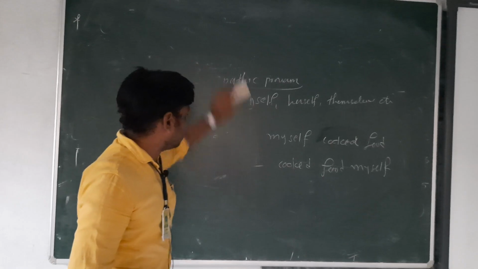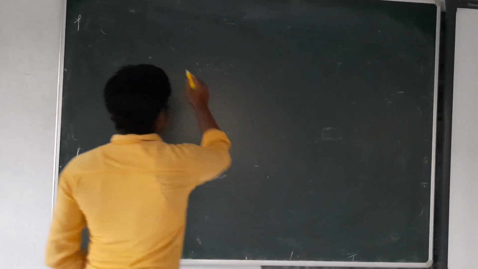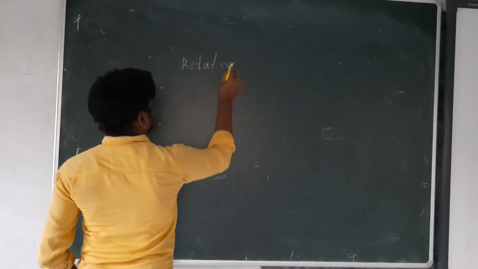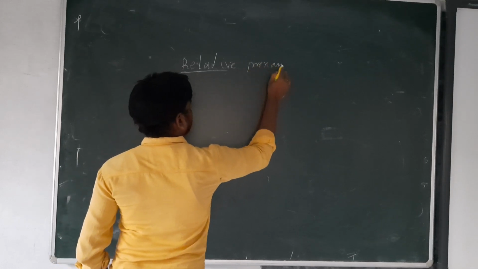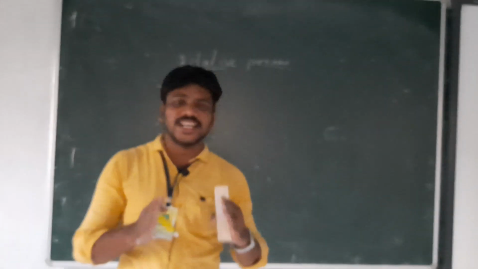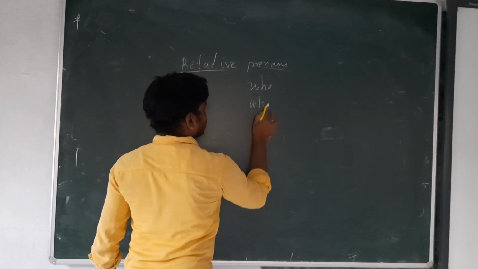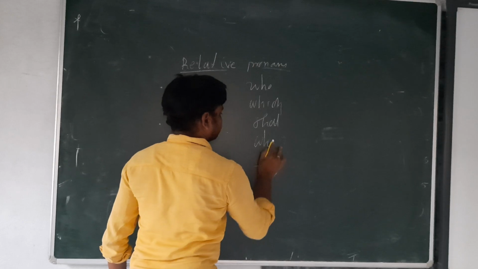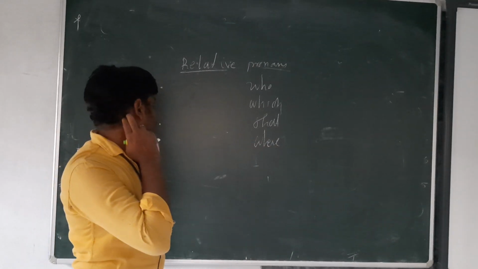Next, let us take relative pronouns. What do we call relative pronouns? This is very, very important. Relative pronouns are connecting words, linkers. We can say who, where, which, that. These are called relative pronouns.